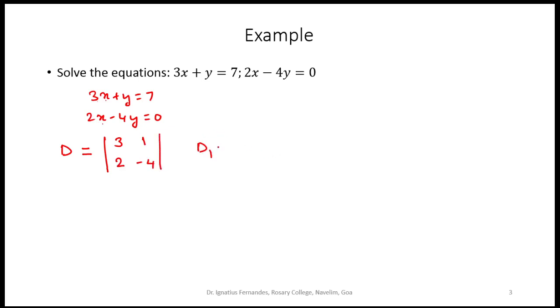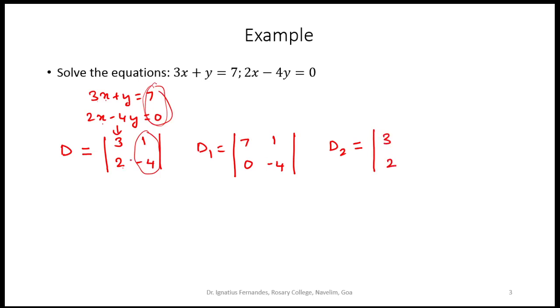Then I write down d1. In d1 I'll be replacing the first column with 7 and 0, this column. So this 3, 2 will be replaced by 7, 0, and this 1 and minus 4 as they are. The same way I write down d2. In d2 this column will be replaced by 7 and 0. So now 3 and 2 as they are, and 1, minus 4 will be replaced by 7 and 0.